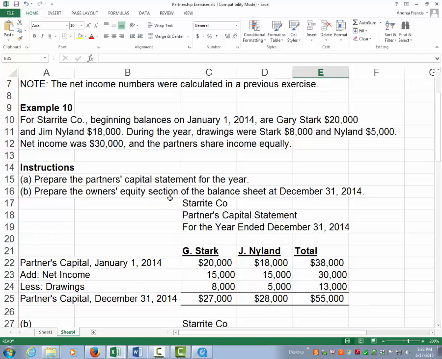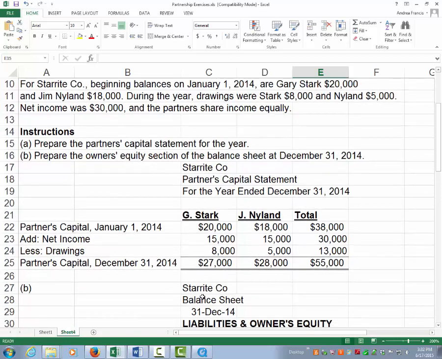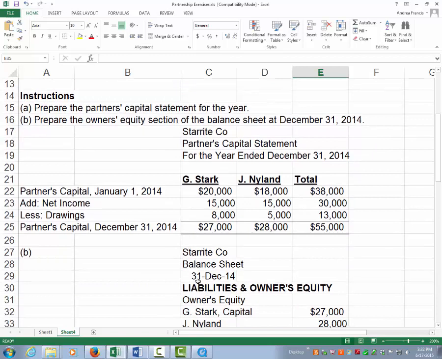B, it says prepare the owner's equity section of the balance sheet at December 31st. So now we're on to the balance sheet, right? We've moved away from partner's capital statement. So the balance sheet, Starlight Company, name of the company, name of the statement, and the balance sheet is at a point in time. So we just have December 31st, 2014 as the date.